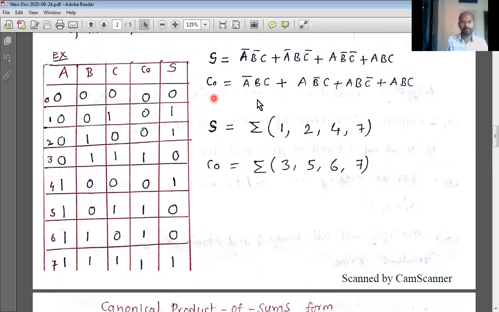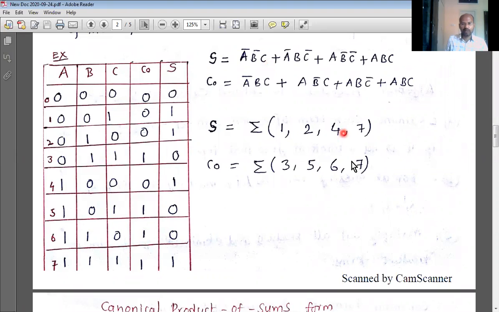In the same way, we can write the compact form of the sum of products for CO. This term corresponds to decimal equivalent 3. For this one, it is 5. This one 6. This is 7. So you put them in brackets.